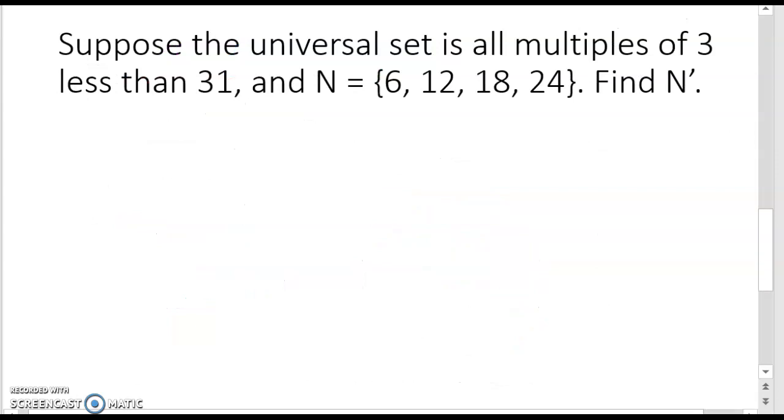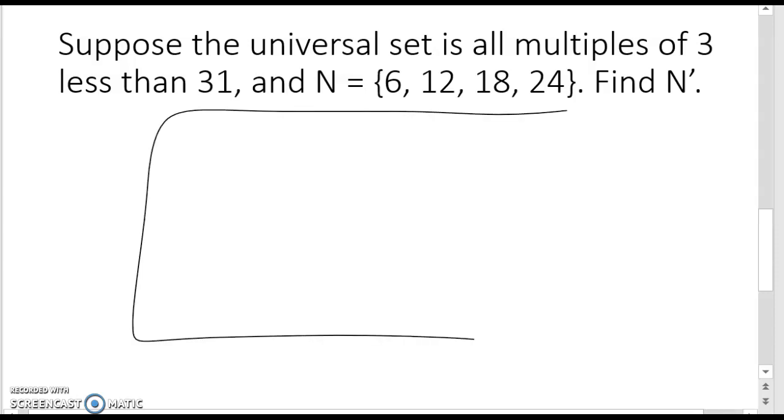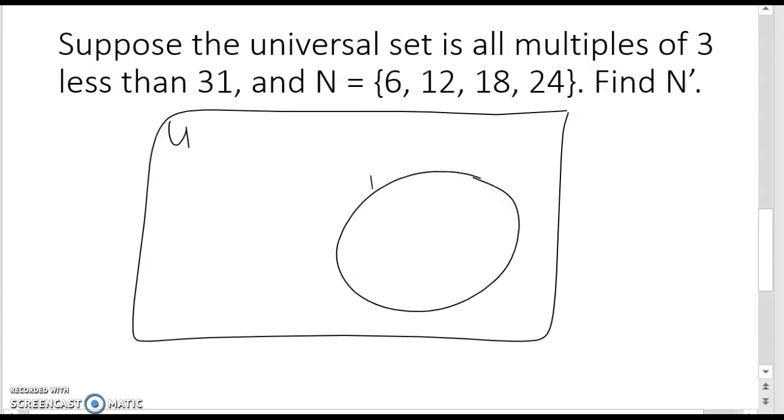All right, let's do another one. Suppose the universal set is all multiples of 3 less than 31, and N is 6, 12, 18, and 24. Find N prime. So once again, we have our universal set U, which is all multiples of 3 less than 31. And then we have our subset N, which is 6, 12, 18, and 24. Those are all multiples of 3 less than 31. They are a subset of the universal set.